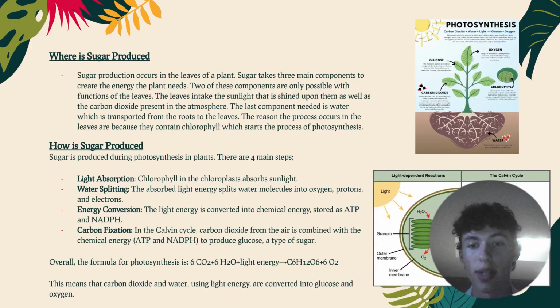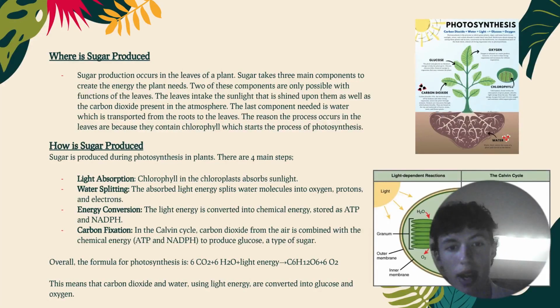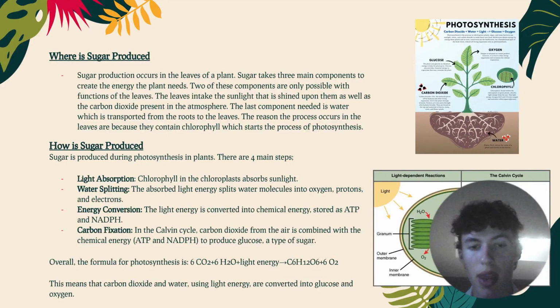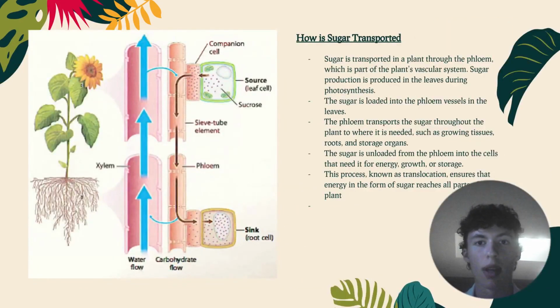Overall, the formula for photosynthesis is right here at the bottom. This basically means carbon dioxide and water, using light energy, are converted into glucose and oxygen. So let me go to the next slide here. How is sugar transported?